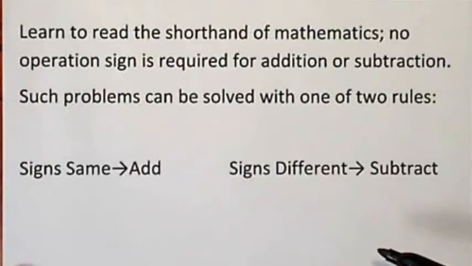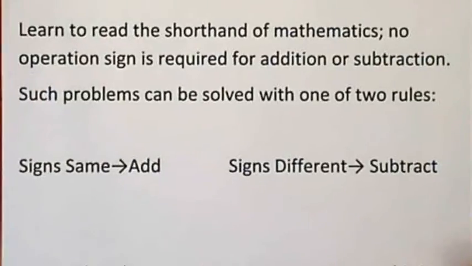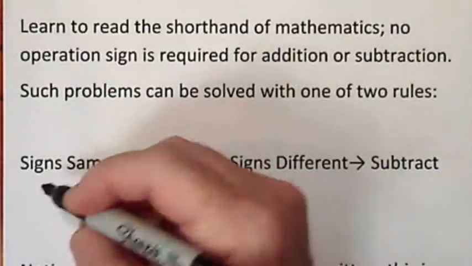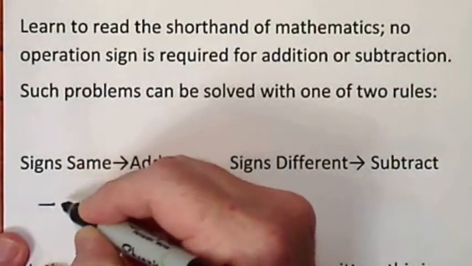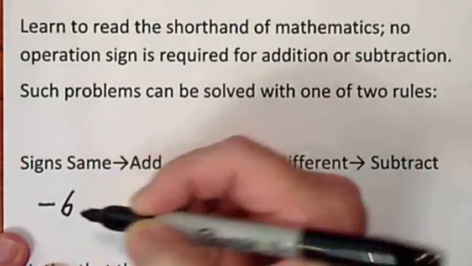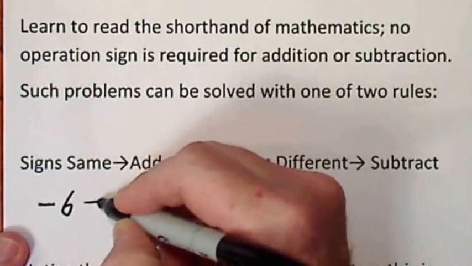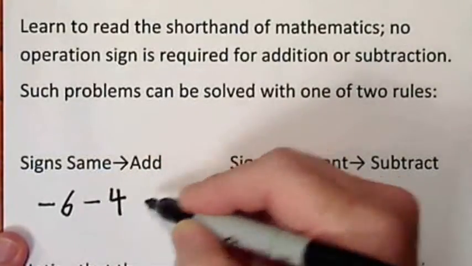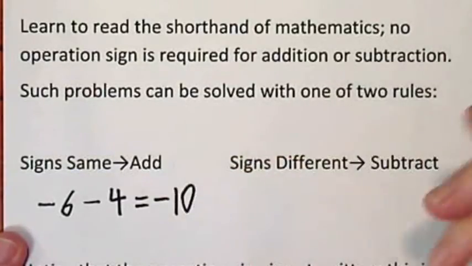What I recommend is that you learn to read the shorthand of mathematics. No operation sign is required for addition or subtraction. Such problems can be solved with one of two rules, and in fact you're already familiar with the rules. A couple examples: if it was, say, 6 below 0 temperature, you would write that as a -6. If someone said, hey, it dropped 4 more degrees, you would represent that with a -4, and the temperature outside would be a -10. Okay?